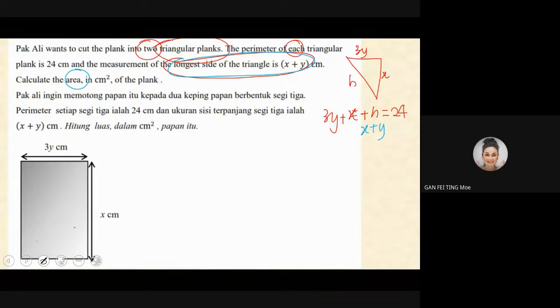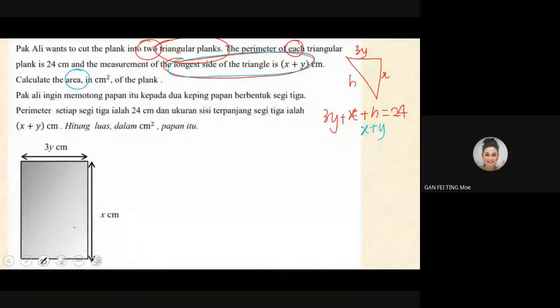Area of what? Now you have two shapes, one is rectangular and one is triangular. So what do you think the question wants? Which shape is the question asking the area of? I want to see how you read the question. Rectangular. Very good. So highlight.